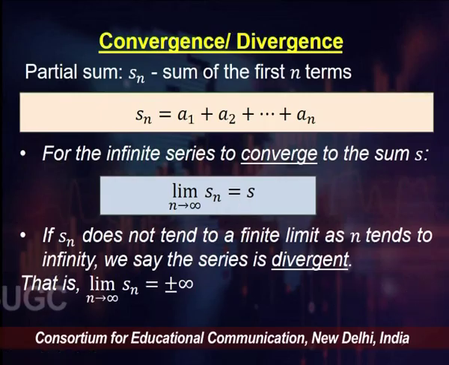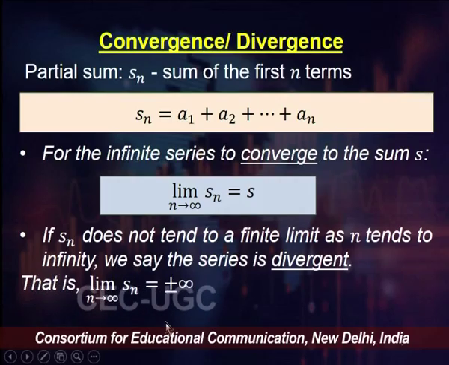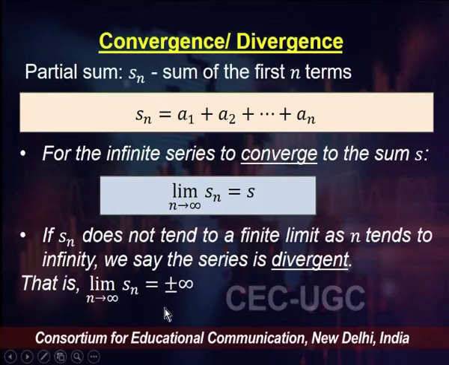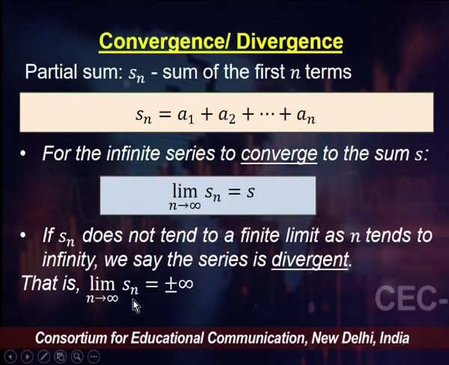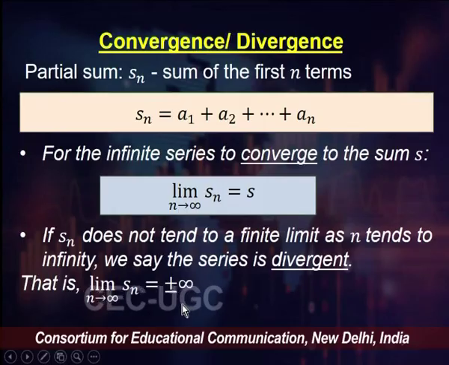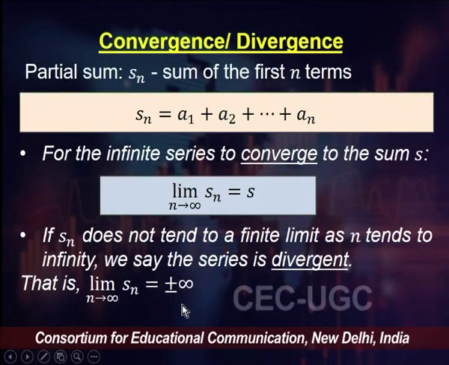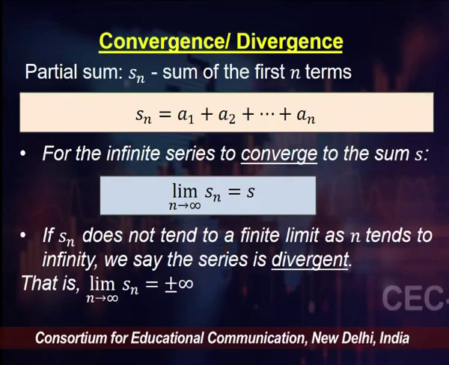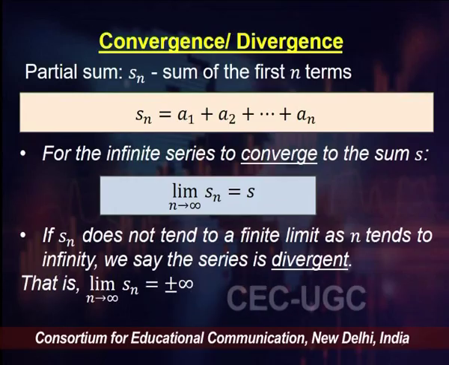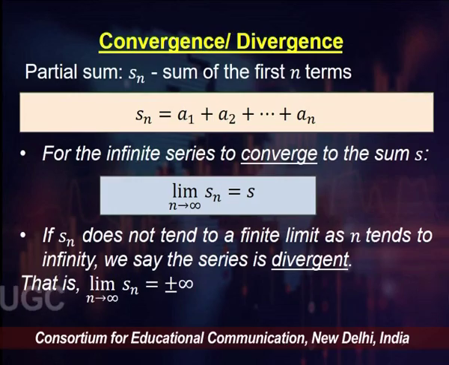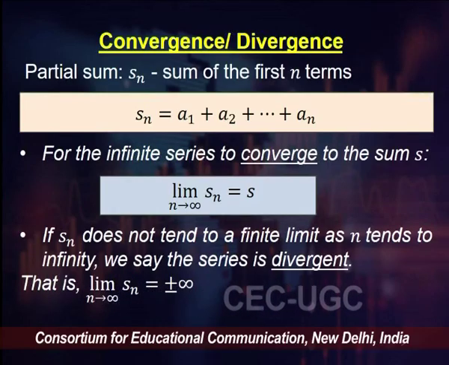However, if S sub n does not tend to a finite limit as n tends to infinity, so here we have that the limit is plus or minus infinity, which is to say that the limit does not exist, we say the series is divergent. So this is the crux of the method of partial sums, and if you have watched the previous video, which was on infinite geometric series, it was exactly this method that we had used to arrive at the summation formula for an infinite geometric series.